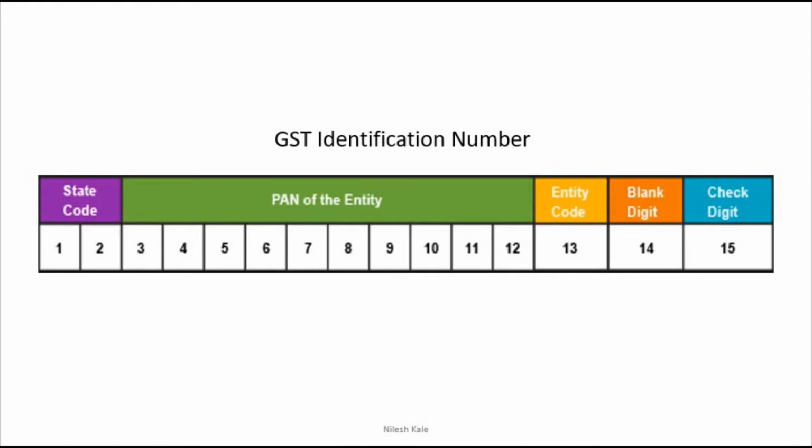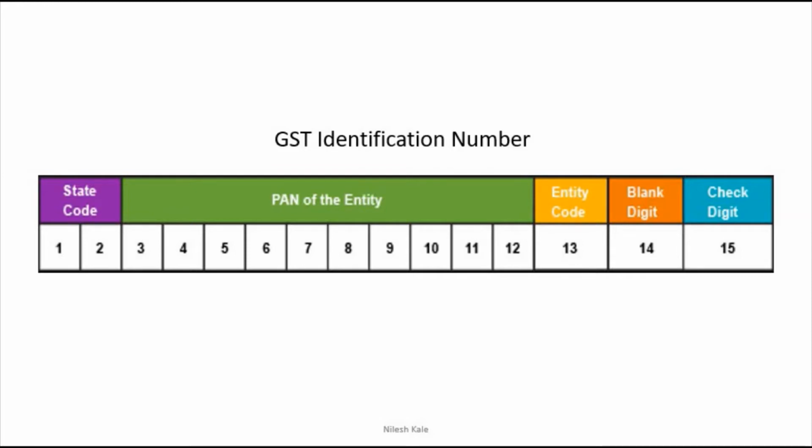Now what is the composition? Let us understand. In this GST identification number there is a 15 digit alphanumeric code. Alphanumeric means there are alphabets and there are numerical numbers. Now the first two digits will be the state code. So for Karnataka it is 29. Then this is the PAN of the entity. Every registered entity will have the PAN, right? Permanent account number. It is a 10 digit code. So 2 plus 10 is 12. So these are the 12 digits.